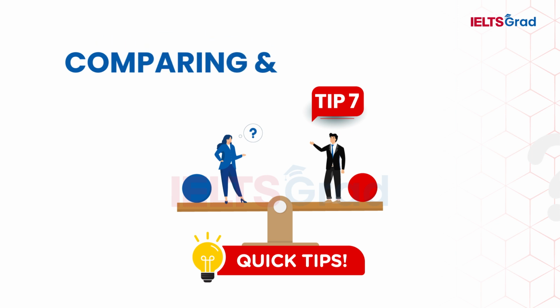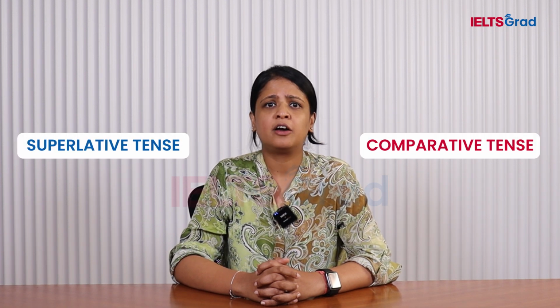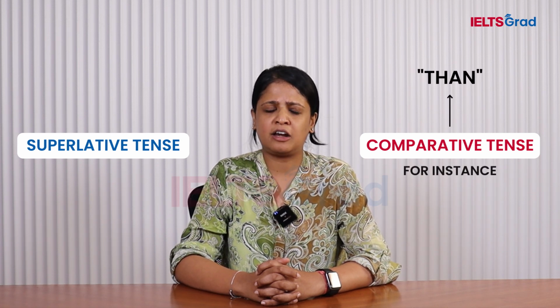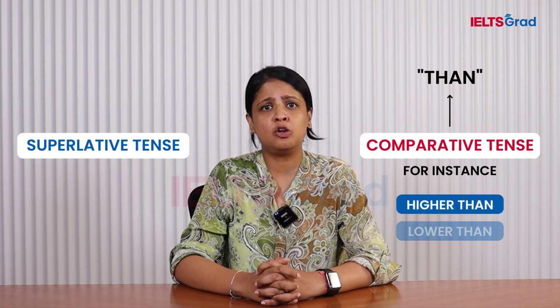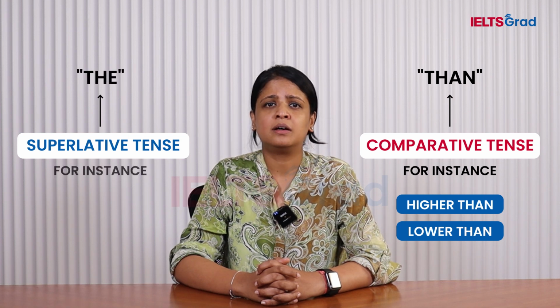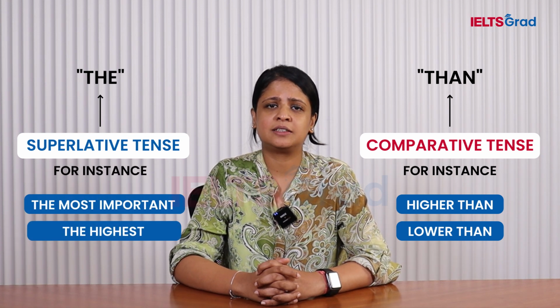Tip number 7. Comparing and contrasting. To achieve high band score in IELTS Writing Task 1, you must compare and contrast data. You can compare the data between high points, low points, or something that is even constant. You must identify this and compare. The easiest way to compare data is to use superlative and comparative tenses. But do not forget to use the word than while using comparative tense. Take for instance, higher than, lower than. In the case of superlatives, do not forget to use the word the, like the most important, the highest.